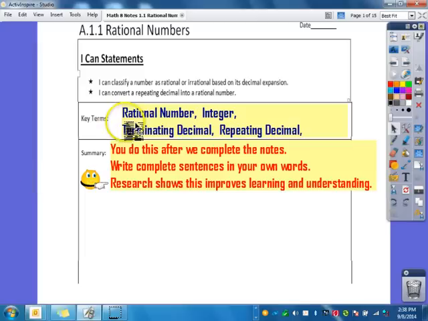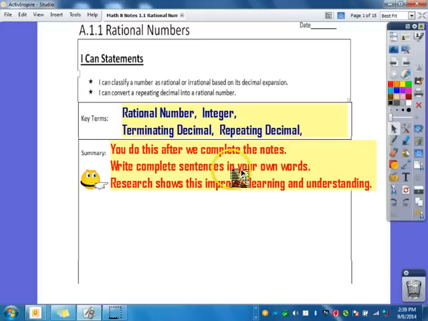Key terms that we need to know: rational number, integer, which is all whole numbers and their opposites, a terminating decimal, that's a decimal that stops, and a repeating decimal, a decimal that repeats, 0.12, 12, 12. The repeating part is the 1, 2.